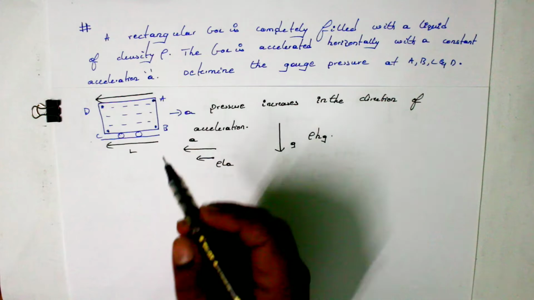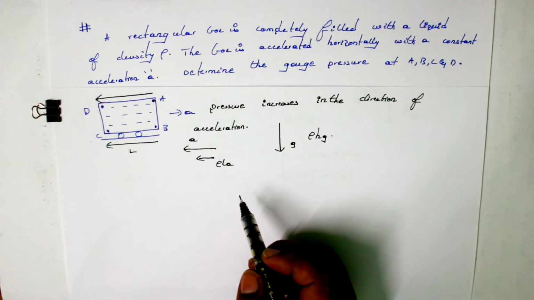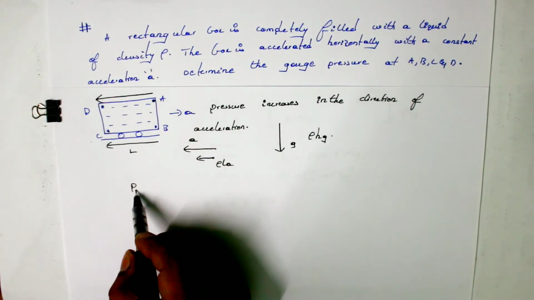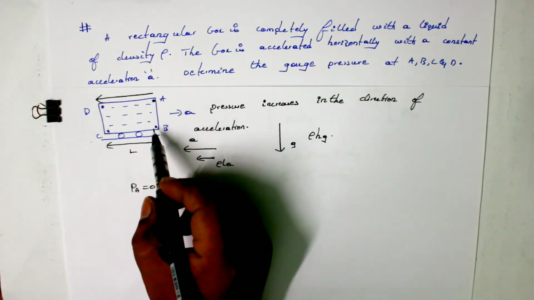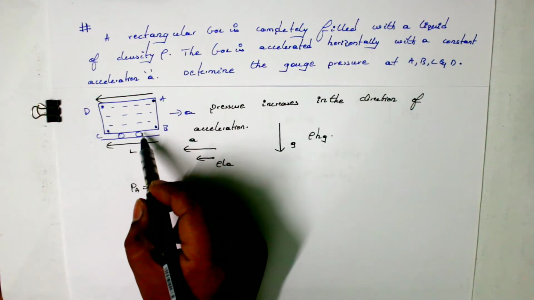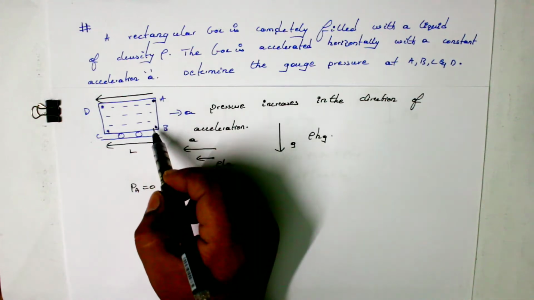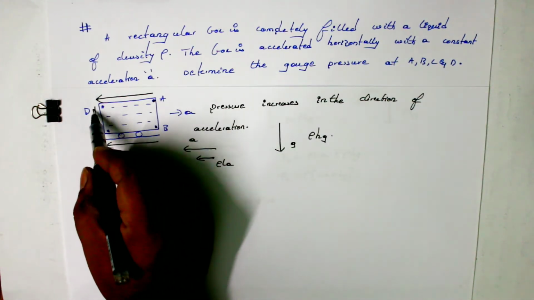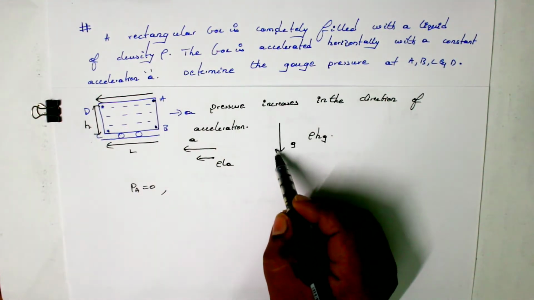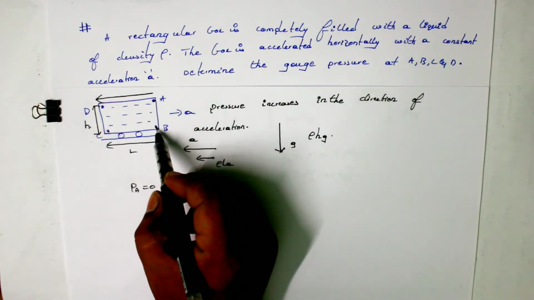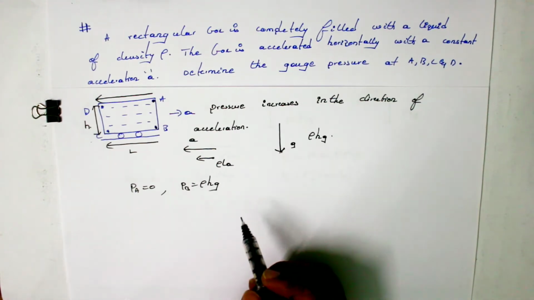Now if I take point A, H is 0, and L is also 0. So the pressure at point A is equal to 0. Now at point B, the length towards the left side is 0 because there is no length on this side. We have only H, so if I consider the height of the box to be small h, then due to acceleration due to gravity a pressure of rho hg exists. Therefore pressure at point B is rho h into g.